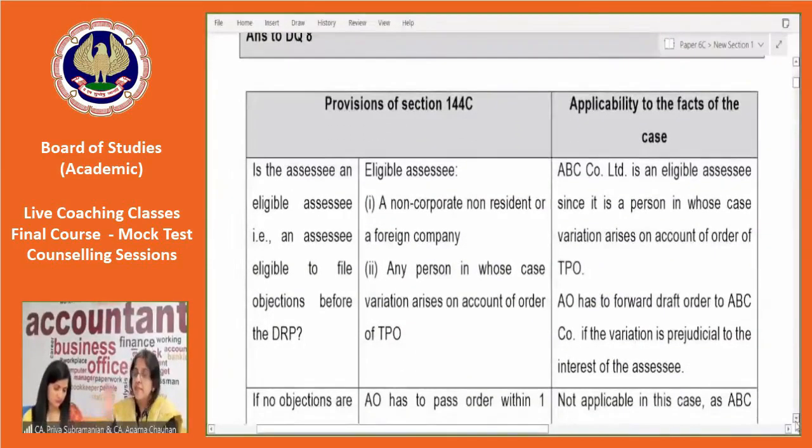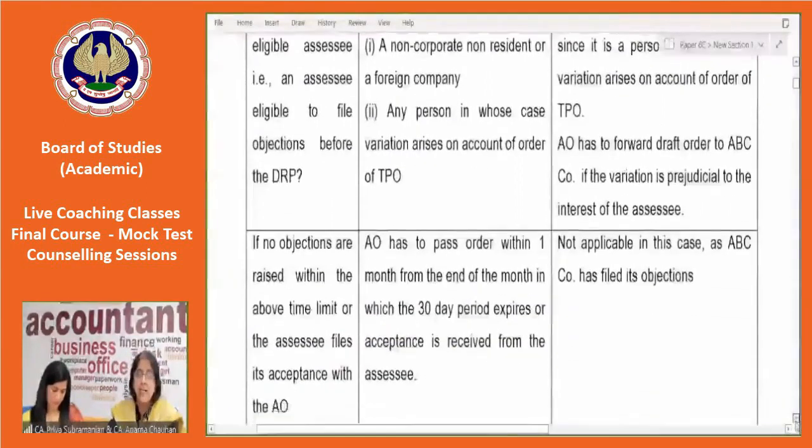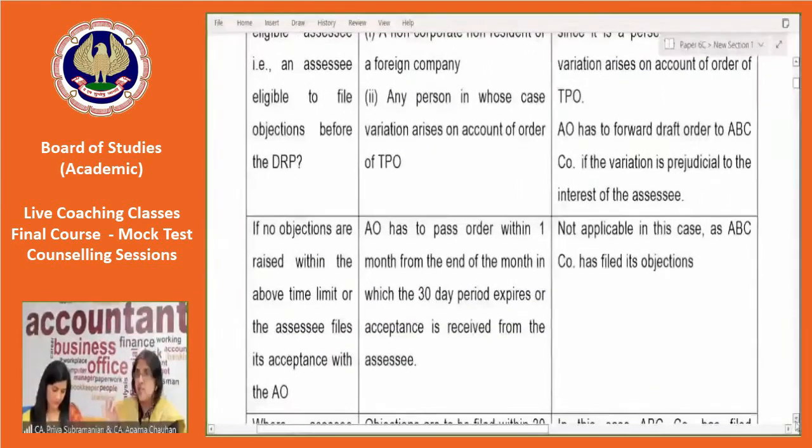Now, if the variation is prejudicial to the interest of the assessee, if it's going to result in higher tax liability, the AO has to forward the draft order to ABC Company Limited. Now, ABC Company Limited has a time limit of 30 days to file objections. If it's satisfied with the order, it can file its acceptance with the AO.